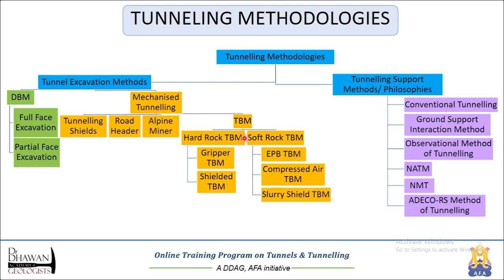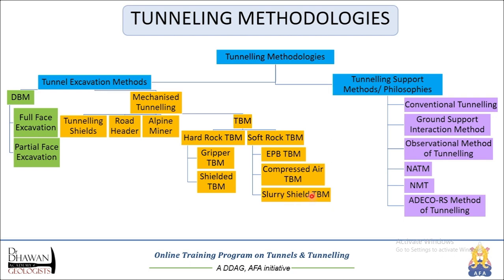Mainly, TBMs are classified into two types. The first is hard rock TBMs, which may be a gripper TBM or a shielded TBM. A shielded TBM can be of single shield or double shield. Then under the soft rock TBMs, we may have earth pressure balanced TBMs, EPB TBM. Then the next type of soft rock TBMs is compressed air TBMs, and lastly the slurry shield TBM.